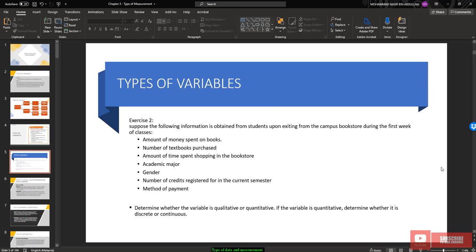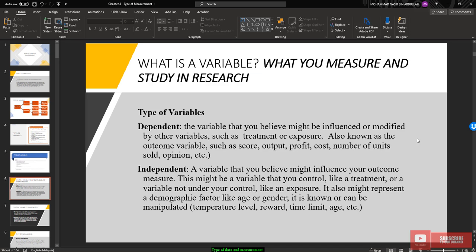So it is important to differentiate the type of variable in each variable, right? For us to plan what type of analysis, what type of statistical method, that we're going to employ in our analysis, right? So another type of variable that we are going to discuss a lot in statistical models is a dependent variable and independent variable, right?